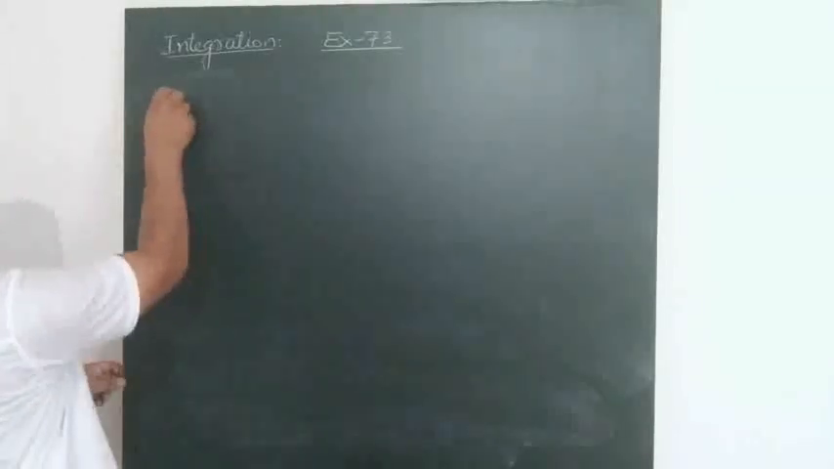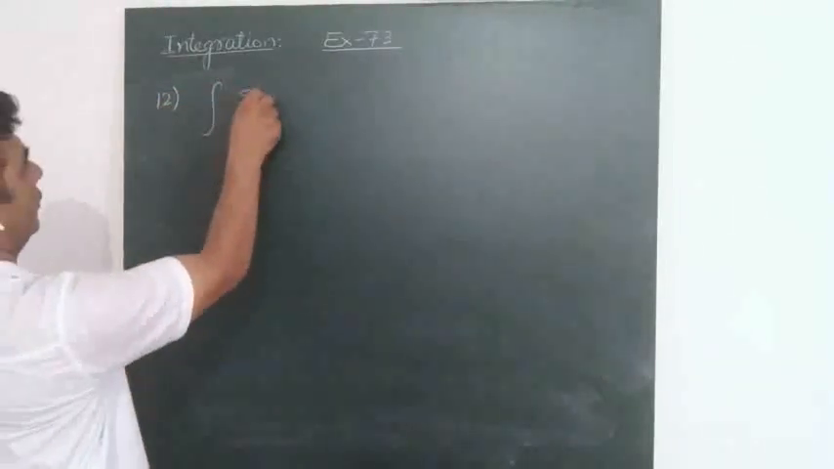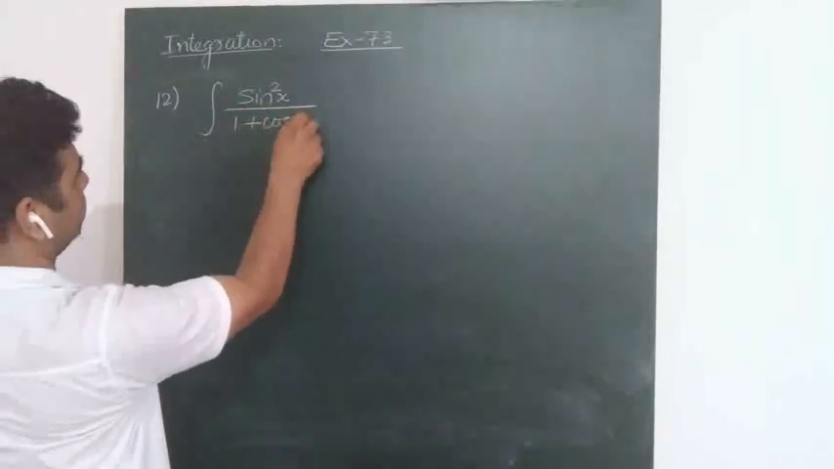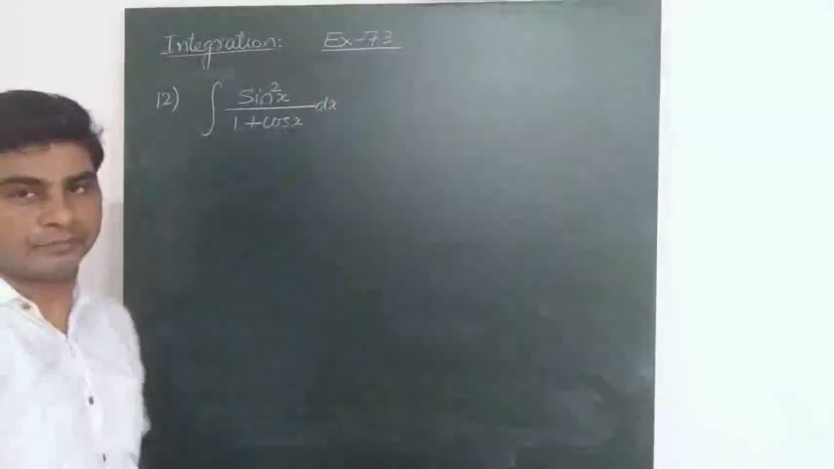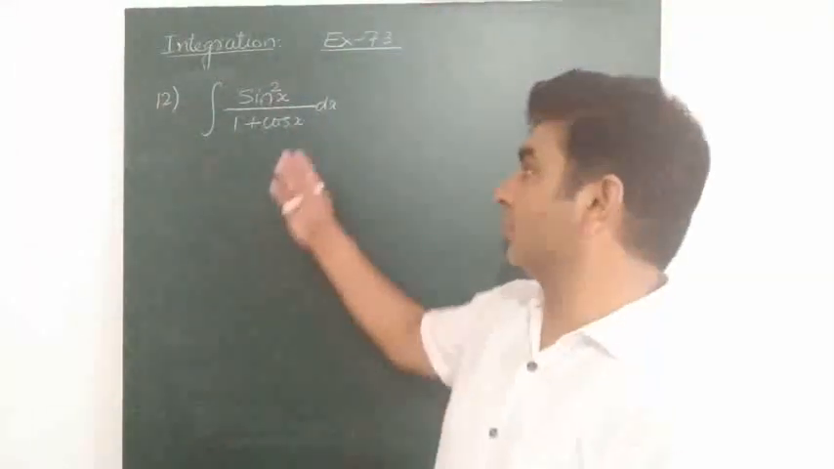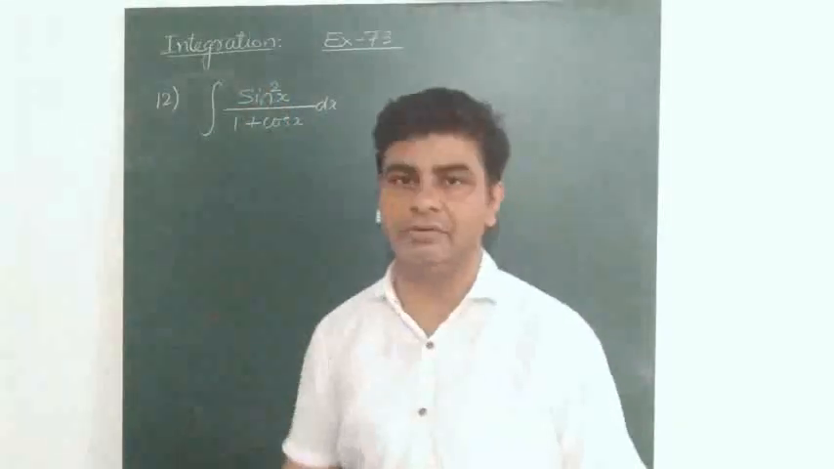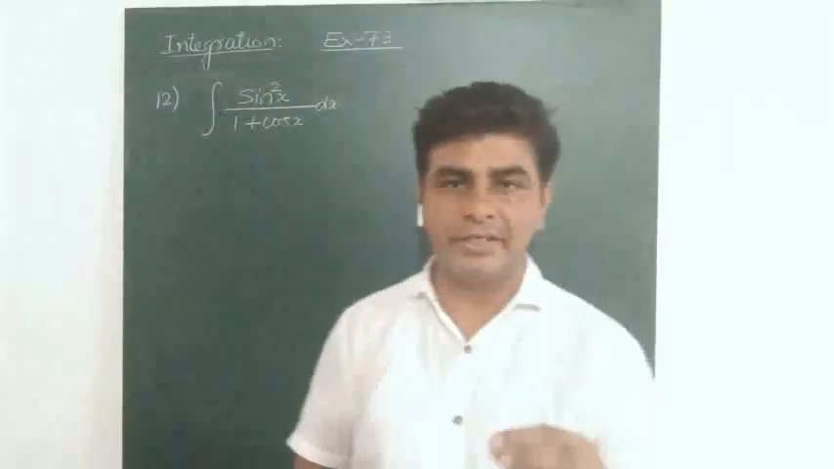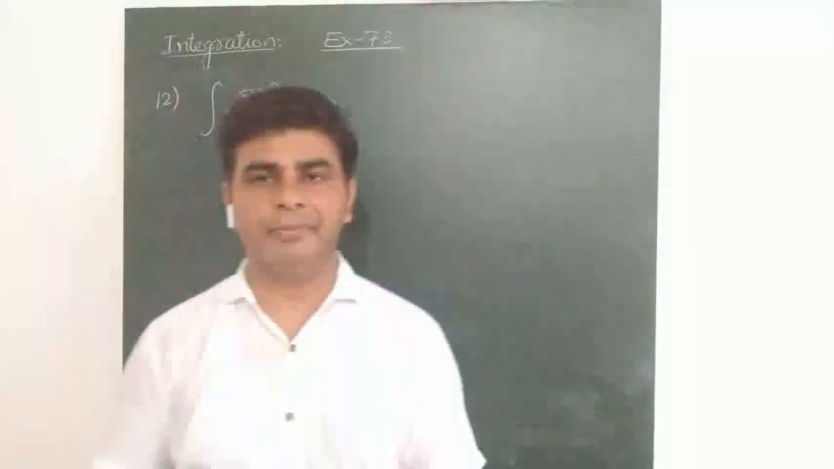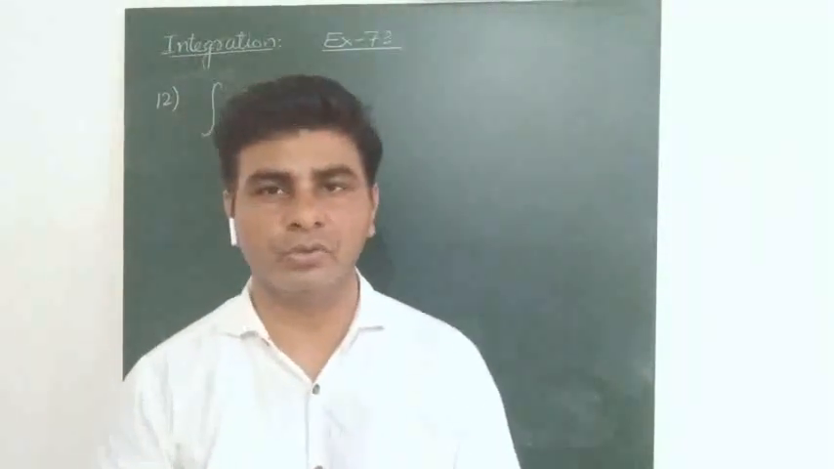This is given that integration of sin square x upon 1 plus cos x is there, and we want to do the integration. देखिए बच्चों, because यहाँ sin square x is given to you in your numerator, and there is a relation in between of sin square x and cos square x. Sin square x can be written in the form of 1 minus cos square x.